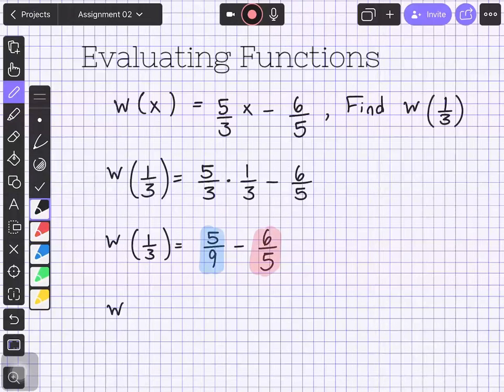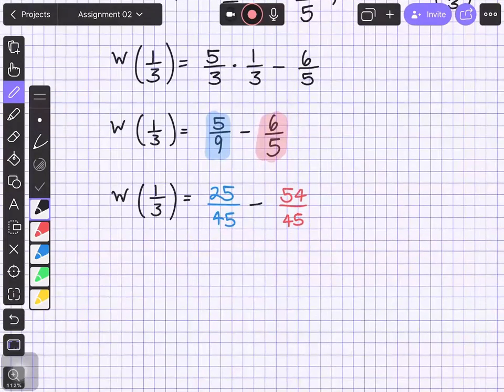So the function evaluated in 1/3 will be, we multiply both numbers, the numerator and the denominator, by 5. And then we multiply the second one, both the numerator and the denominator, by 9. And in this case, we now have both fractions with a denominator of 45. So now we can do the operation.